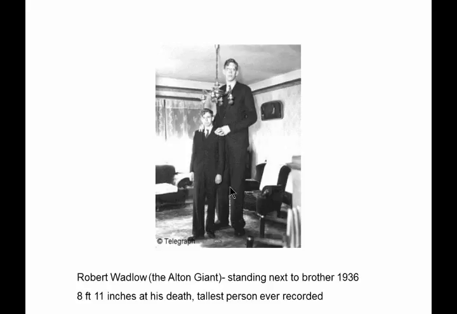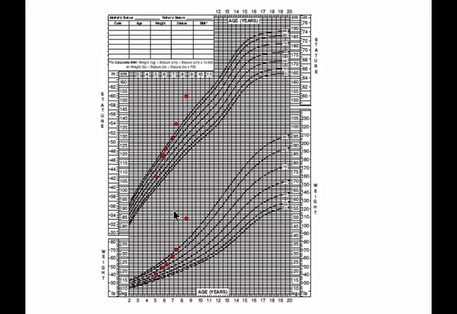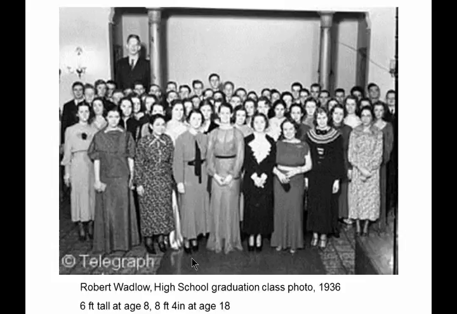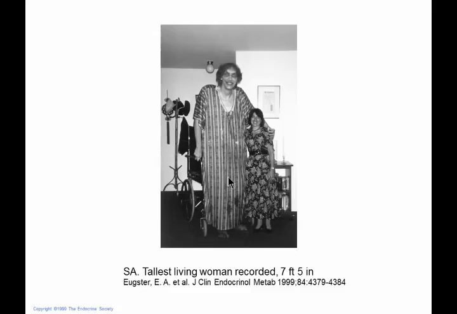Now, this person was a patient we had here, and this was interrupted and treated. Here's someone in whom it wasn't treated ever, because it's 1936 and nobody knew much about all this. And this is the Alton giant from here in upstate New York, 8 feet 11 inches at his death, the tallest person ever recorded. Here he is at high school graduation. This is the tallest woman, 7 feet 5 inches.